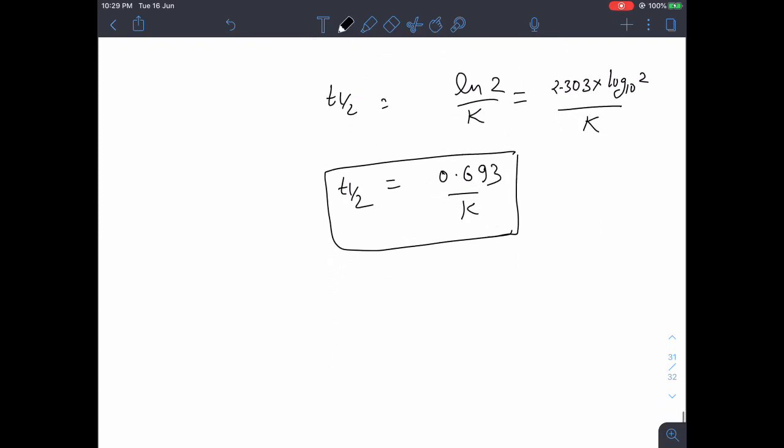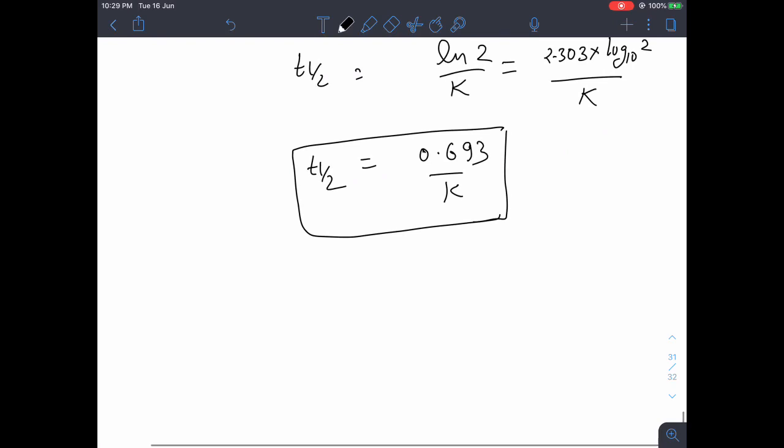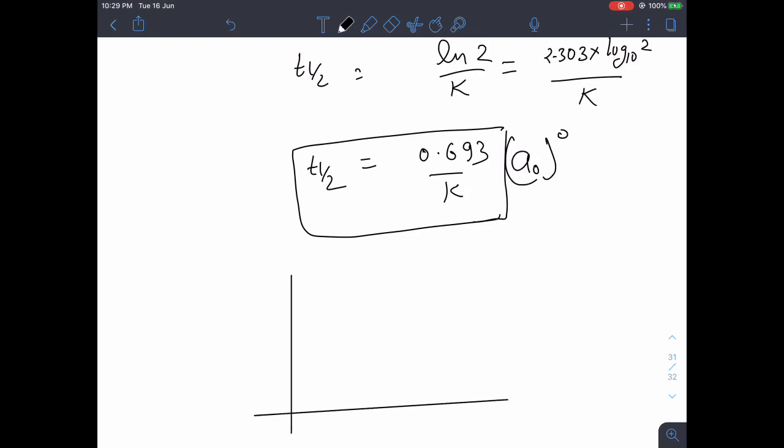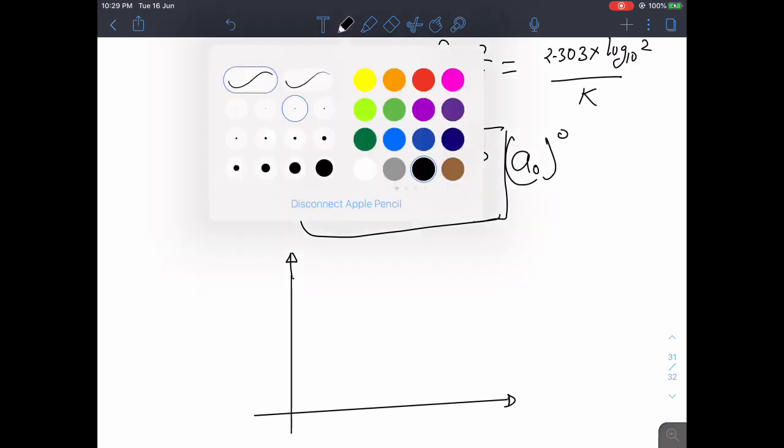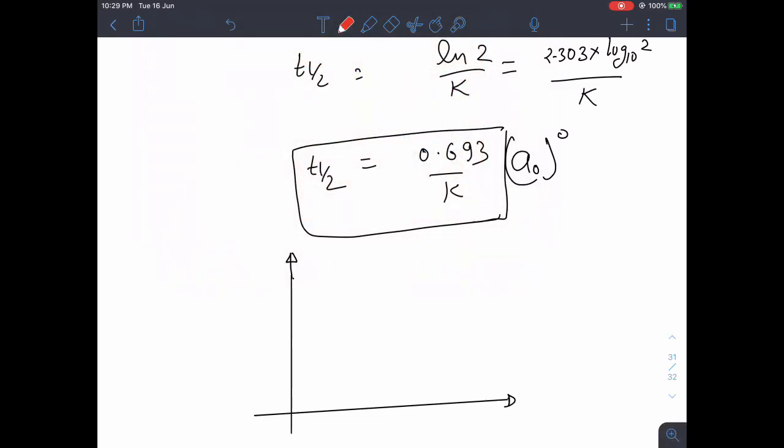Can you see that one thing here, that this t half is independent of initial concentration? Here a naught to the power 0 you have to write. So whatever the initial concentration is, the value of half life will not change. This is one of the most important characteristic features of first order reaction. So this is t half and this was initial concentration. For first order reaction it is not changing at all, it is constant. You see, this is a constant value.